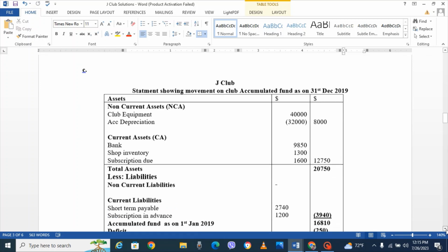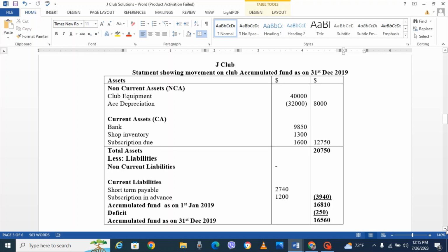So at first write the club statement showing movement in club accumulated fund as on 31st December 2019. So you know these formats. At first we write non-current assets, NCA. Here the club equipment is valued 40,000 and that is cost price, and accumulated depreciation is 32,000. So we have to write 8,000 after deduction of this accumulated depreciation, that is valued at $8,000. And in current assets we can see the bank balance of $9,850. You can see that is available at the top of the question.